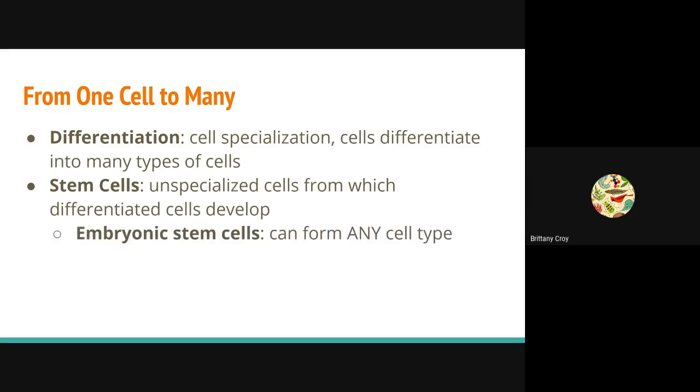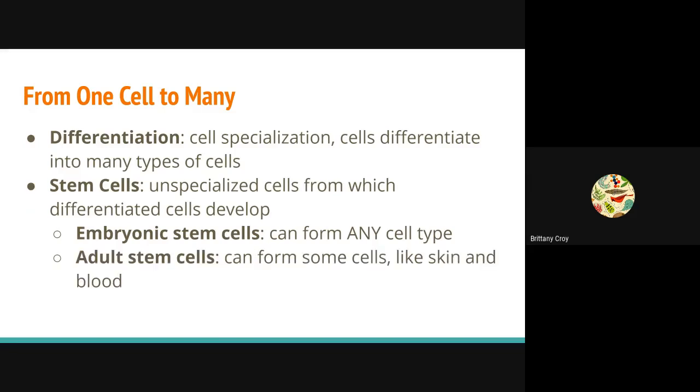We're going to talk about two types of stem cells. The first type are embryonic stem cells. An embryo is what we call basically like a developing fetus, like the first few cells there would be considered an embryo. And embryonic stem cells are really special because they can form literally any cell type. Like your 100 trillion cells all came from those embryonic stem cells.